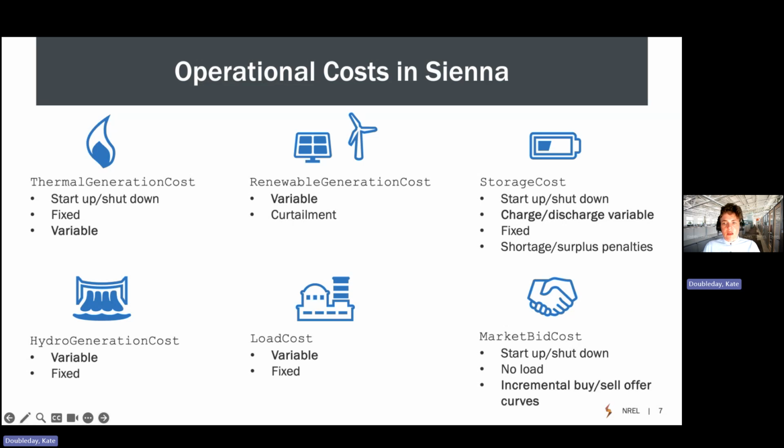So in Sienna, once you've selected one of these 6 operational costs to best represent the unit that you're attaching it to, the next step is to also select a structure to represent the variable cost itself.